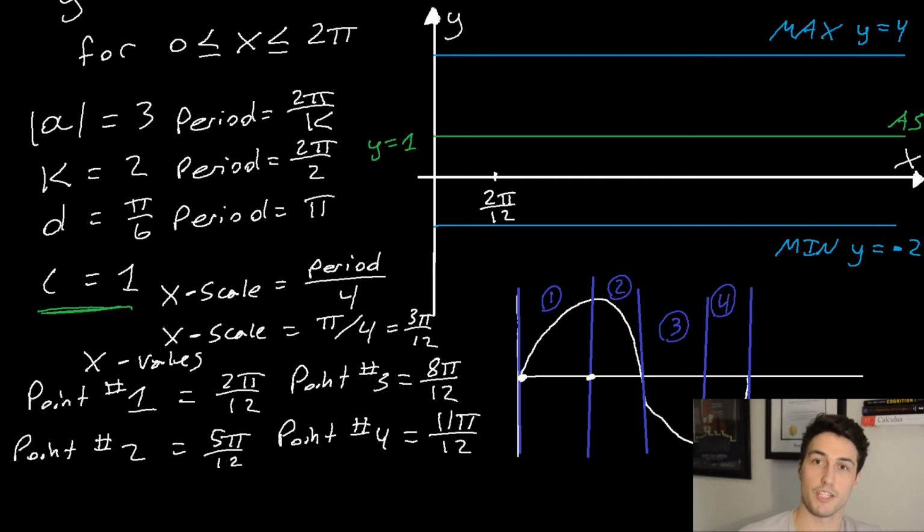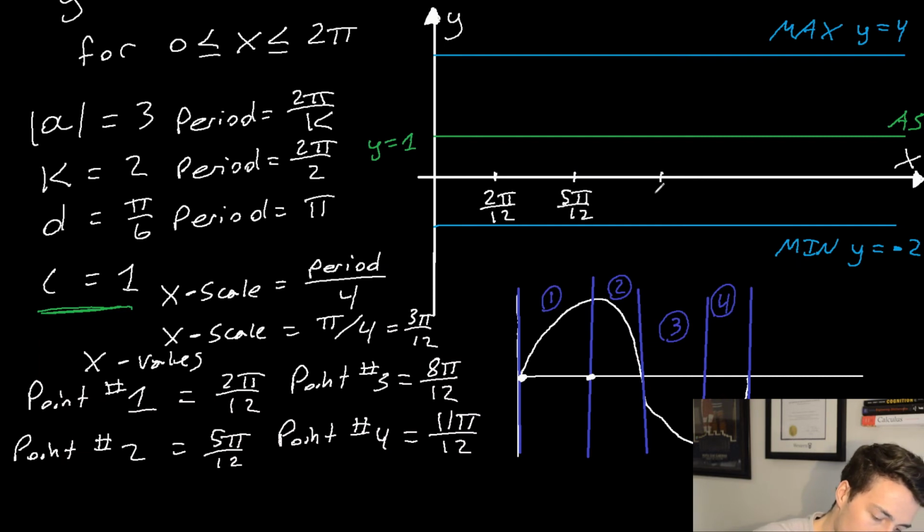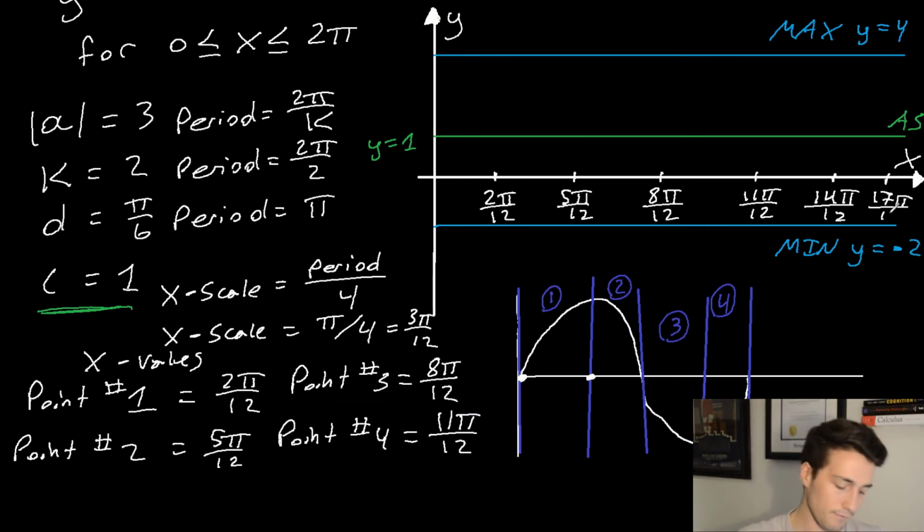So I'm going to put each of these points down on our graph here. Let's call this 5 pi over 12. This here is 8 pi over 12. This here is 11 pi over 12. And I could just keep going because, again, it's periodic. This is going to be 14 pi over 12, 17 pi over 12, and it goes on forever.